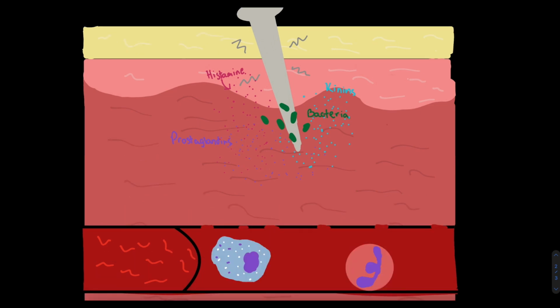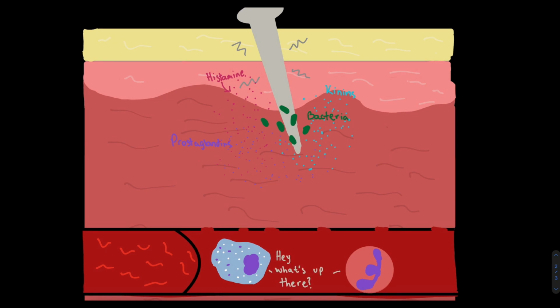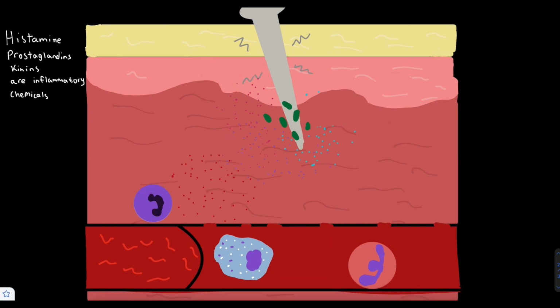Now let's discuss the cellular response. Neutrophils and macrophages will circulate the bloodstream, and when chemical mediators from damaged cells are released, this attracts the leukocytes to the area of the injury. Mast cells, similar to basophils, will also secrete their chemical mediators, initiating the inflammatory response.